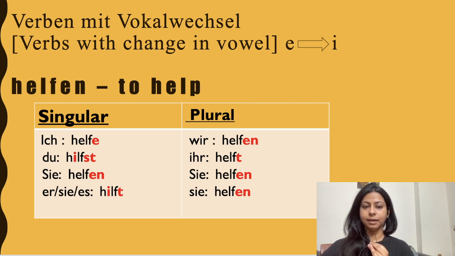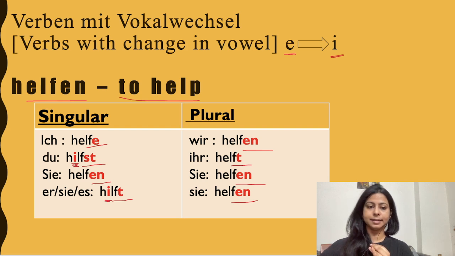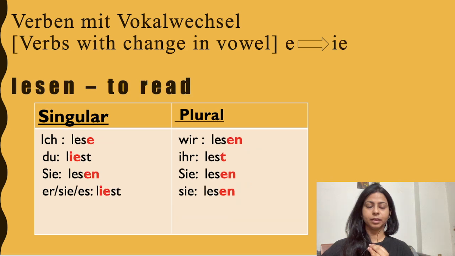The other verb is helfen, which means to help. All of these verbs that we are discussing right now are in the category where the vowel changes from E to I. So don't get confused. Ich helfe, du hilfst, er/sie/es hilft, wir helfen, ihr helft, sie helfen, Sie helfen. So here again E changes to I in du, and E changes to I in er/sie/es.